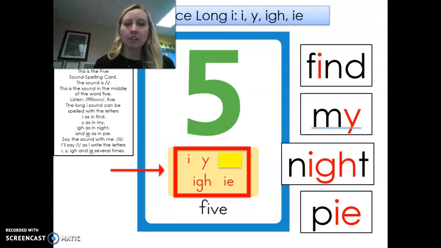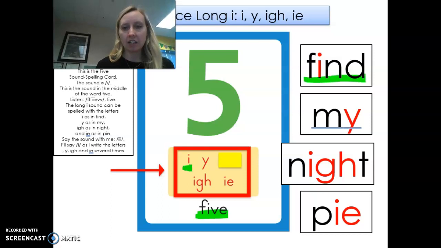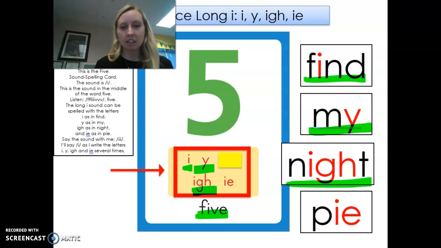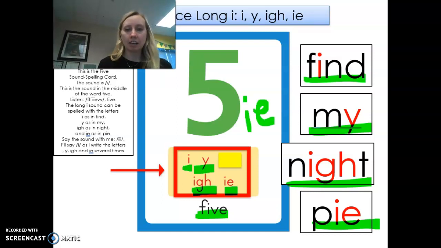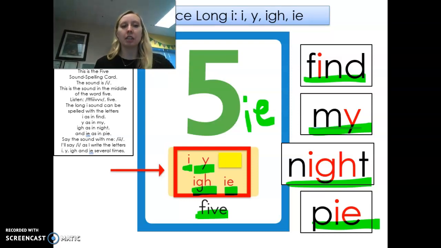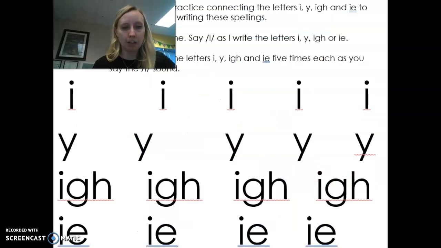Now we are working on the I card. The I card, it's called the 5 card, and it has I as in find, I as in my, I as in night, and I as in pie. Now you might have remembered IE being E, so it can be E or I. So this week it's I. Okay, here we go.